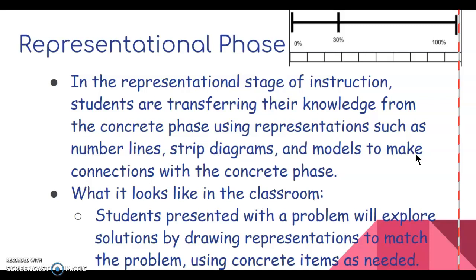Next is the representational phase that I'm going to talk about, and this is the stage of instruction where the students are transferring their knowledge from that concrete phase of the exploration with the manipulatives. And they use representations such as number lines, strip diagrams, and models, and they make these connections together with the concrete phase. What that looks like in the classroom is students are presented with a problem and they explore solutions by drawing representations to match the problem, also using those concrete items as needed.